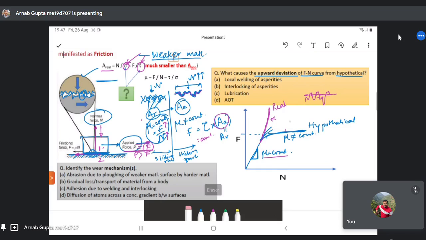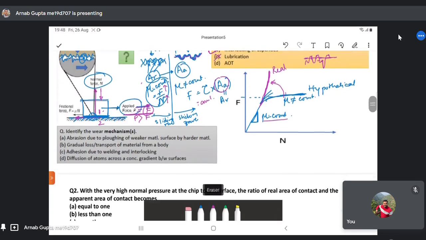But the question asks for the upward deviation. So this is not a correct answer. So interlocking of the asperities will be the correct answer. Local welding of asperities occurs in the ideal case also. So that is the basic origination of friction. This is local weldment. So that is not exactly the reason for this shift. The interlocking of the asperities is a probable reason for this.